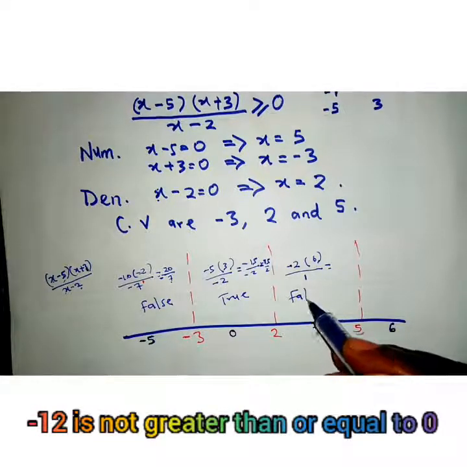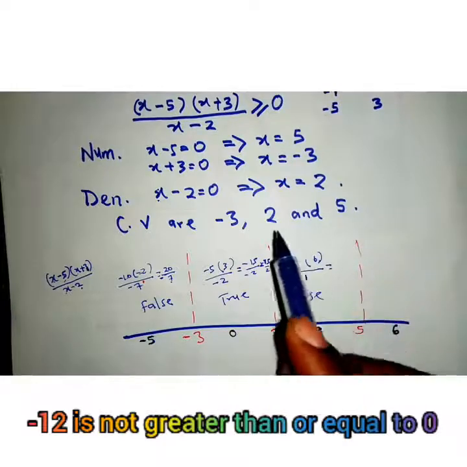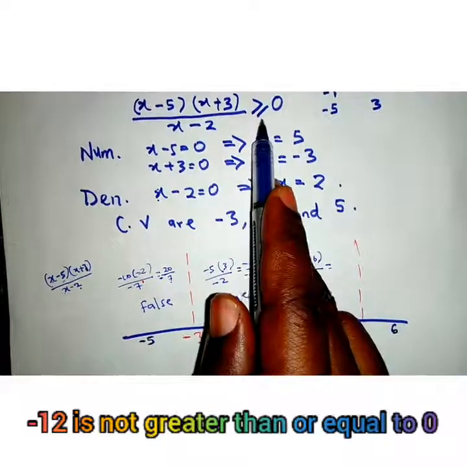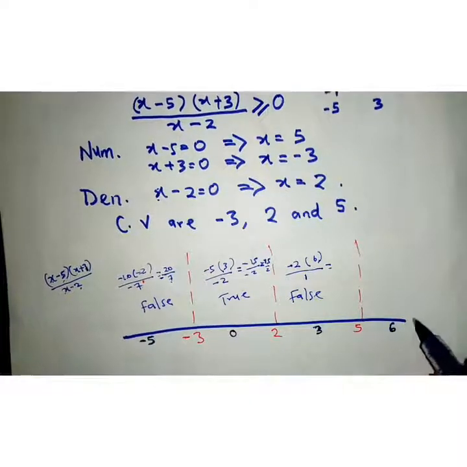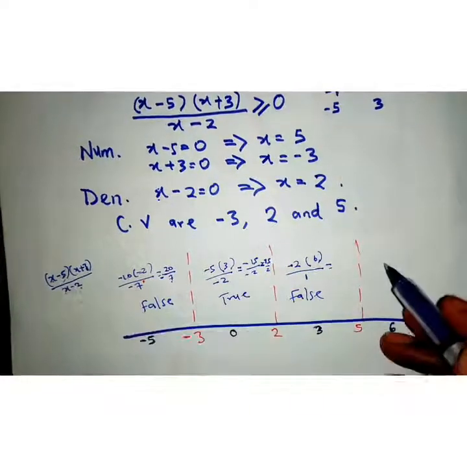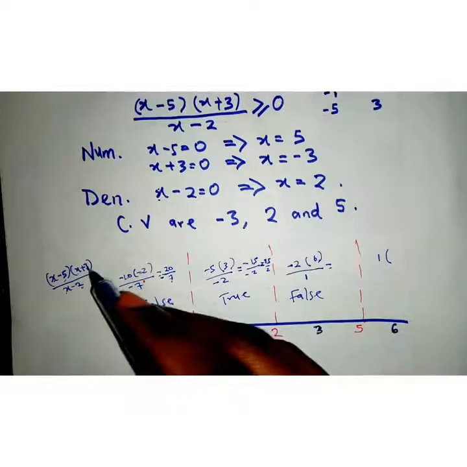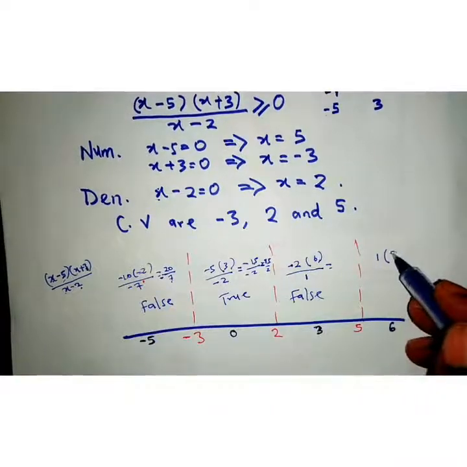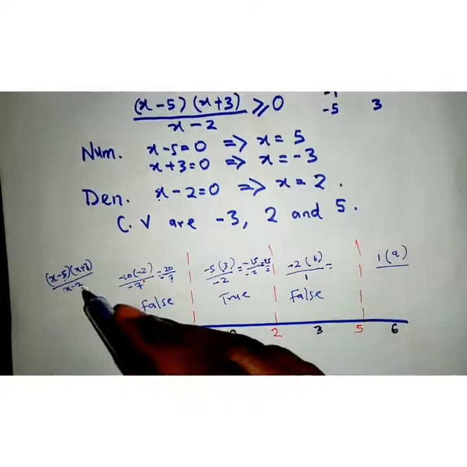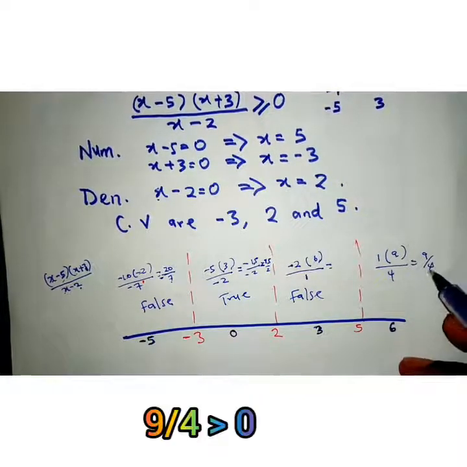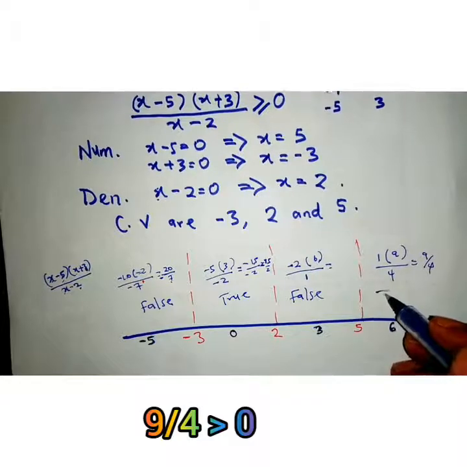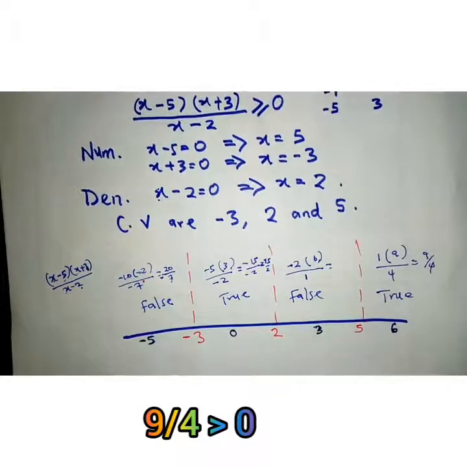So it is false. Remember that we are looking for where it is positive or greater than or equal to 0. And then for this interval, we pick 6. So we have 6 minus 5 gives us 1, and 6 plus 3 gives us 9, over 6 minus 2 gives us 4. So we have 9 over 4, which is a positive value. So it is true in this interval.